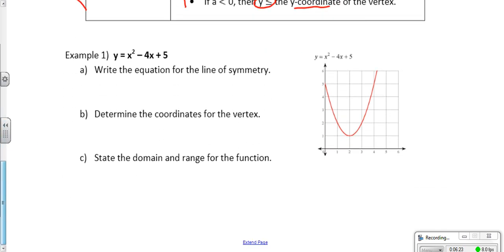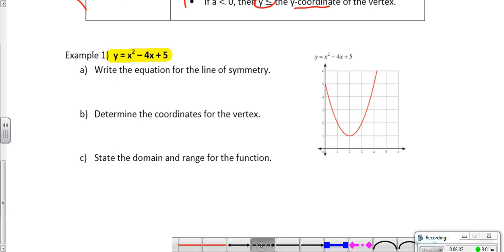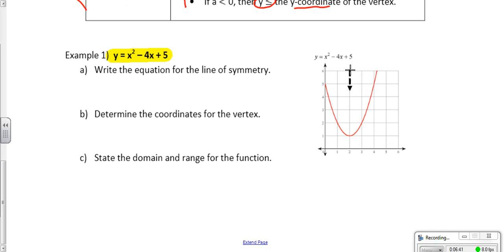Let's take a look at our first example. We're given the equation y equals x squared minus 4x plus 5. Now what's the equation of the line of symmetry? Now we have a nice graph here that shows it for you. So let's do a couple things real quick here. The line of symmetry goes right down the middle. So if I drew it, it would look like this. It would actually be arrow up, arrow down. It doesn't have to be just an arrow on one end. But that's the line of symmetry.